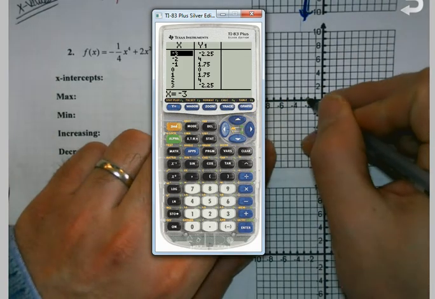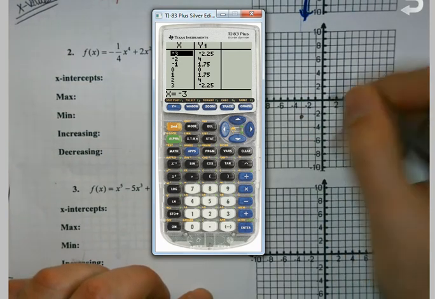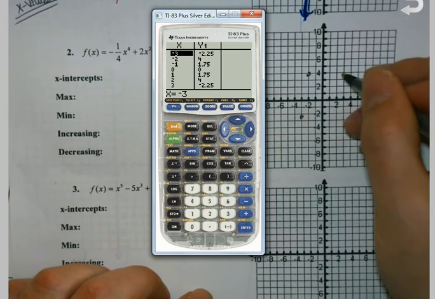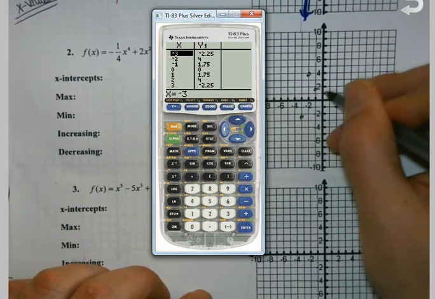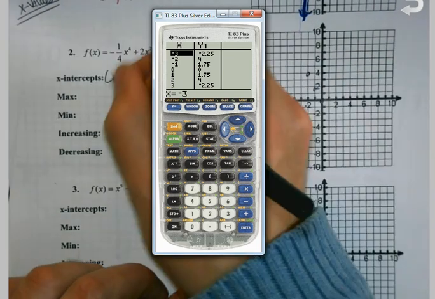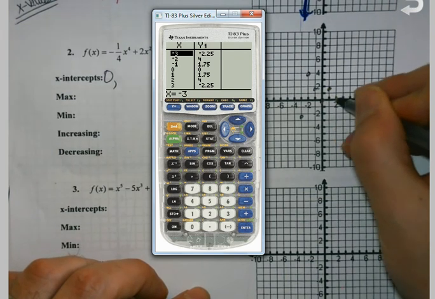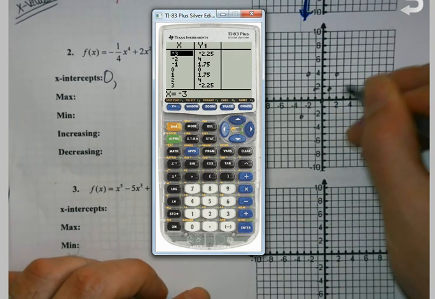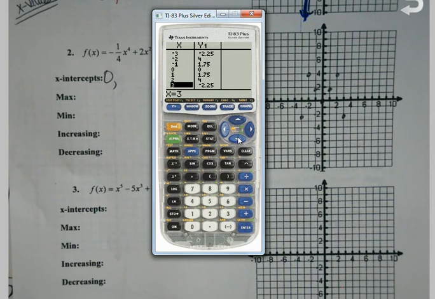So, negative 3, negative 2.25; negative 2, 4; negative 1, 1.75; 0, 0. Hey, there's one of my X-intercepts. I don't even have to find that one. Then 1, 1.75; 2, 4; 3, negative 2.25. Okay, let me make sure there's no others that are going to help me. Oh, no, not that way, and not that way. Okay.